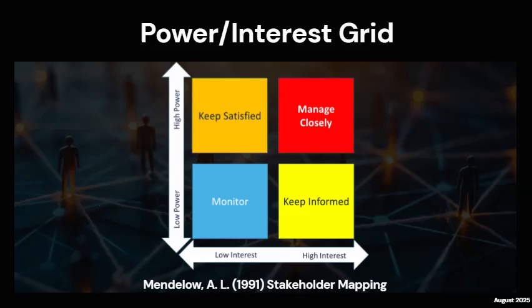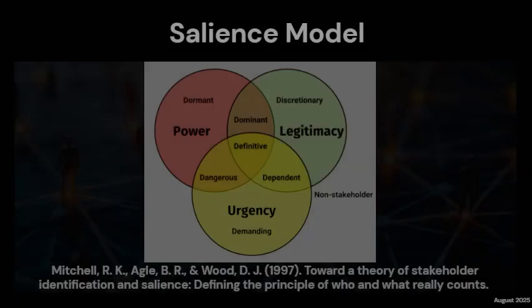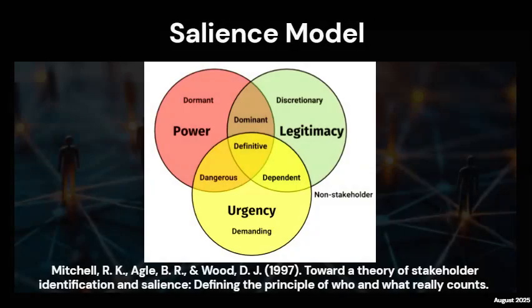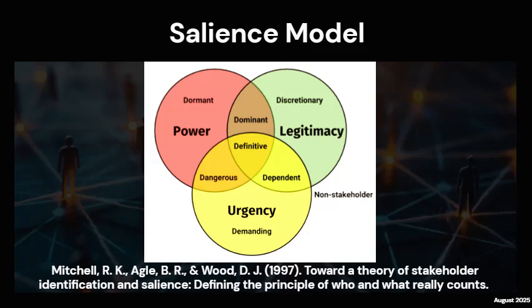The Power Interest Grid is an excellent tool, but sometimes we need a more nuanced lens. This brings us to the Stakeholder Salience model, developed by Mitchell, Agle, and Wood. This model introduces three key attributes to determine a stakeholder's salience, or the degree to which they command our attention.